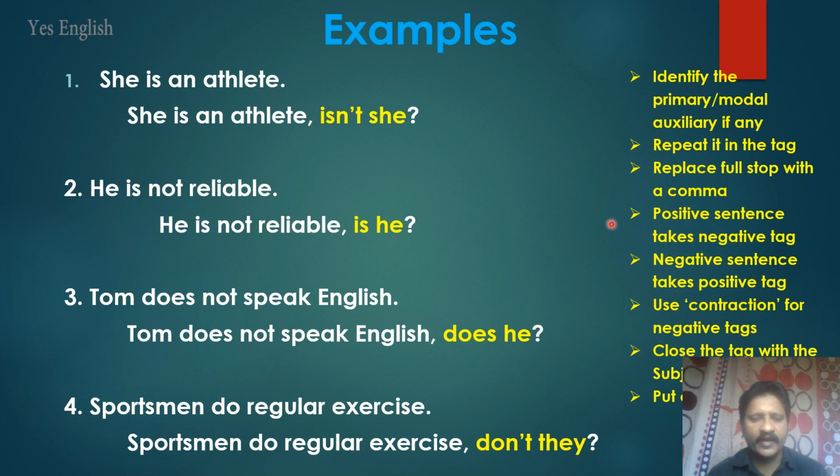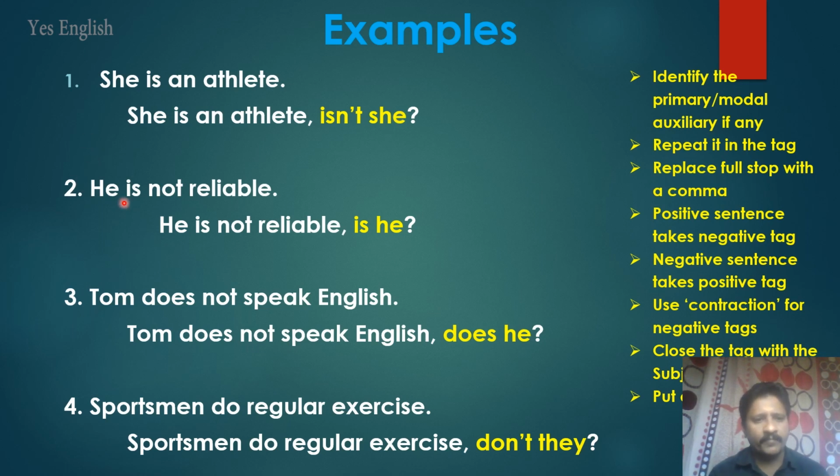Positive sentences take negative tags. See, she is an athlete, which is a positive sentence, so we used isn't instead of is not, which is a contraction for is not. And then we close the question tag with the subject, that is she. The subject comes at the end.